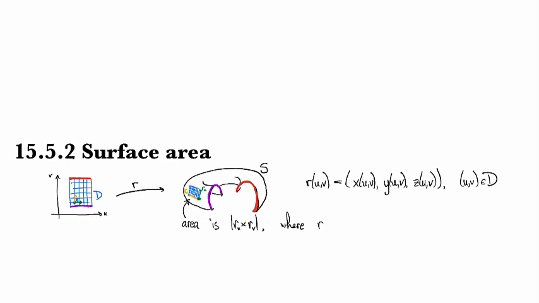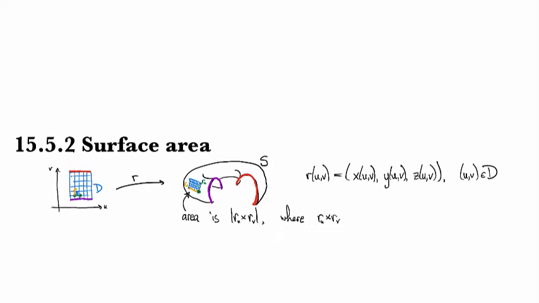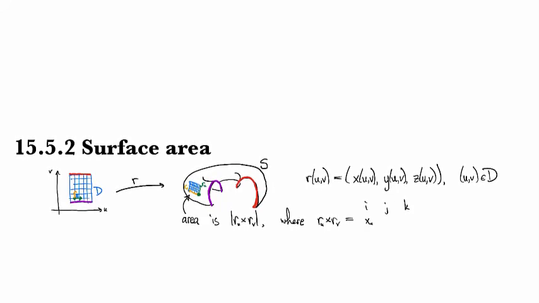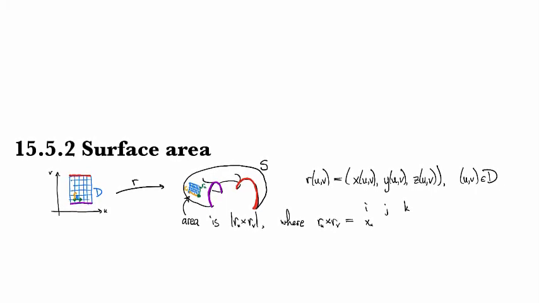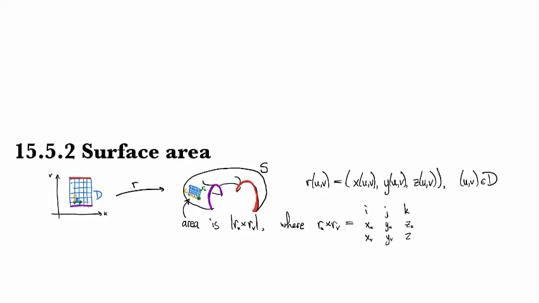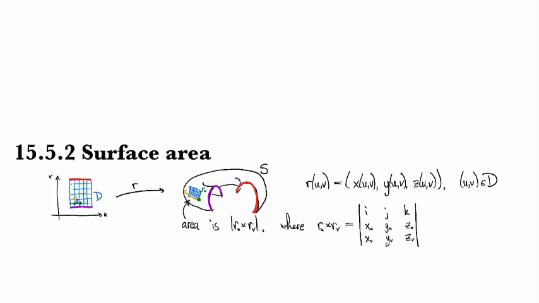And so we can work out R_u cross R_v from the usual determinant definition of the cross product. In case it's been a while, let me write it down for you. So we've got i, j, k across the top, and then x_u, y_u, z_u, and then we've got x_v, y_v, z_v going across the bottom. And that's how we come up with our new vector.